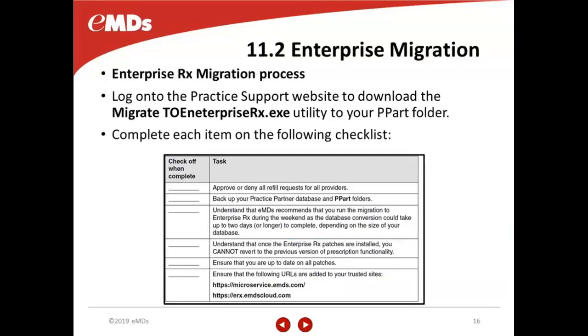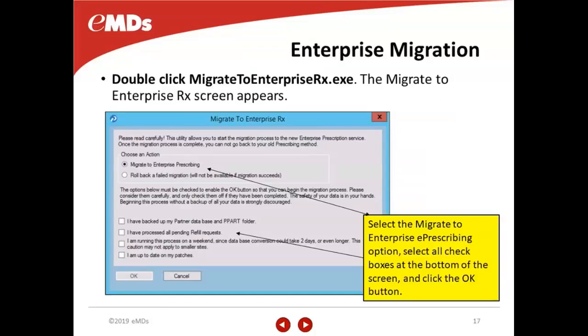You're going to have a checklist that comes up that's kind of similar to a lot of that stuff that I've already gone over, information that pulls onto it, that goes through to be able to say yes and move from that information that pulls through. So it's just a task information pulls on. But once you double click on that executable, this window is going to show up, Migrate to Enterprise RX. It's going to default to the Migrate Enterprise Prescribing. If you look right below that, it says rollback. A failed migration will not be available if migration succeeds.